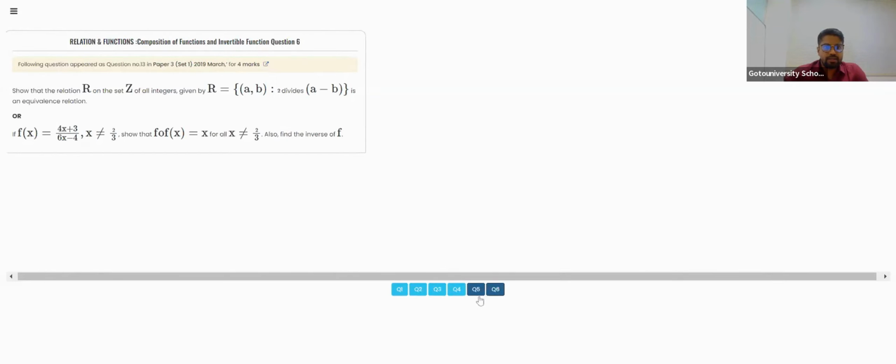Yes, finding the inverse of a function, right? That's very important. So we will have questions on finding the inverse of a function. So let me take the second optional question here.